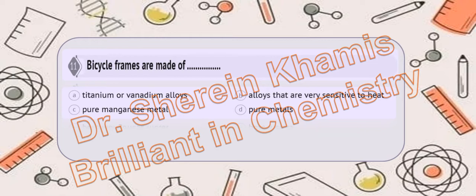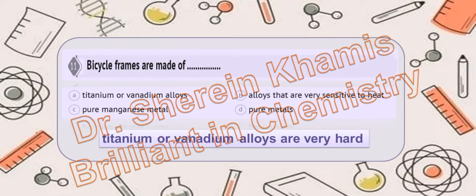How can we know? Frames must resist corrosion and be very light, so that the whole bicycle can go with little mass or little weight. If we concentrate on it, titanium or vanadium alloys are very hard, can move for a long distance while very light, and can resist corrosion from atmospheric air.